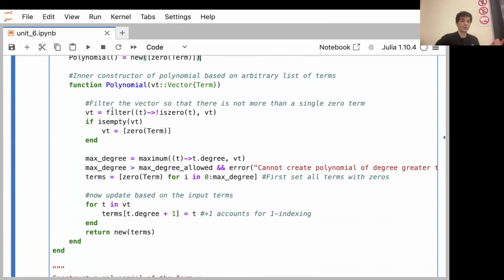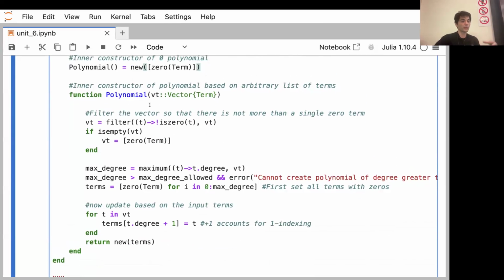All right. So here's the inner constructor of a polynomial. If you want to create a new polynomial that's not the zero polynomial, this is going to be for us, the programmers. If a user were to use this, this would be breaking the abstraction barrier. We do not want users to use it. I'll show you what the interface we created is so that users can create polynomials. But this really is for you, right?